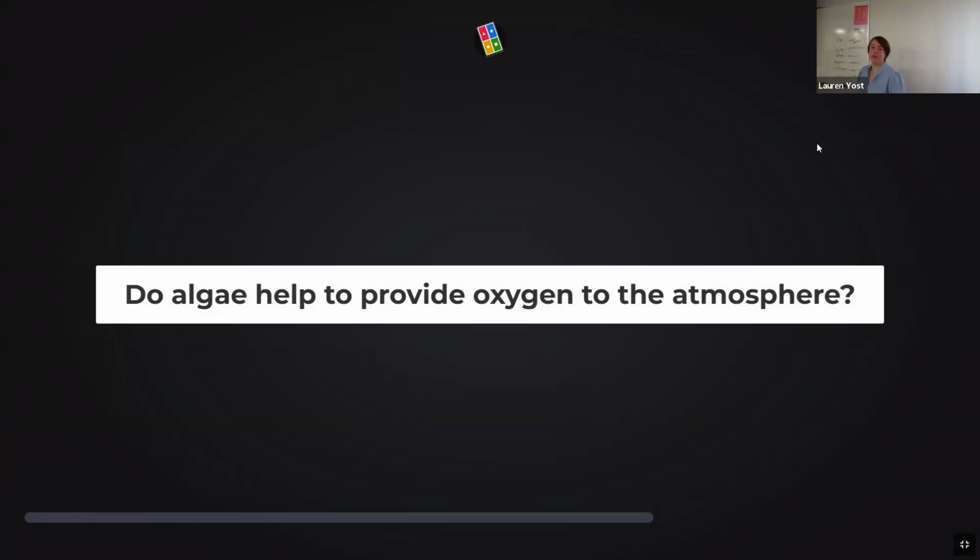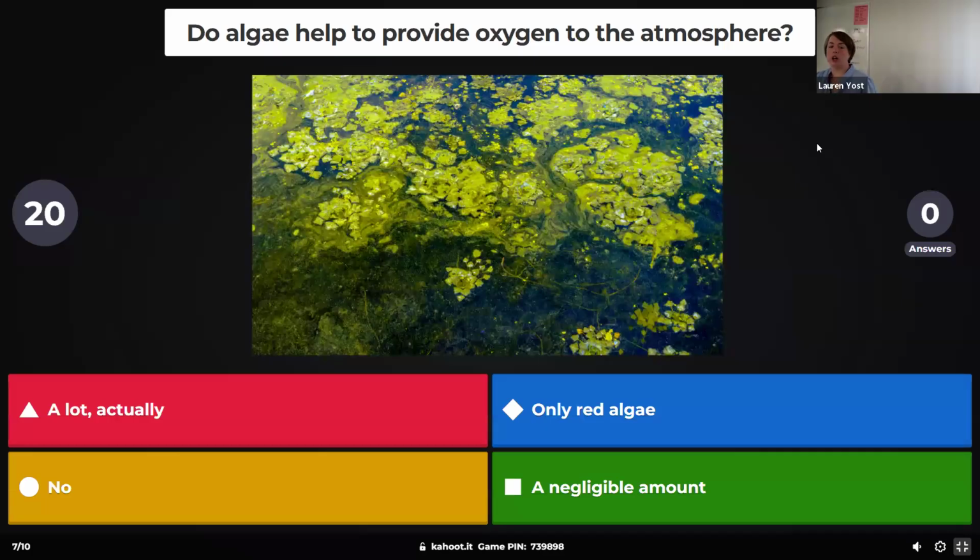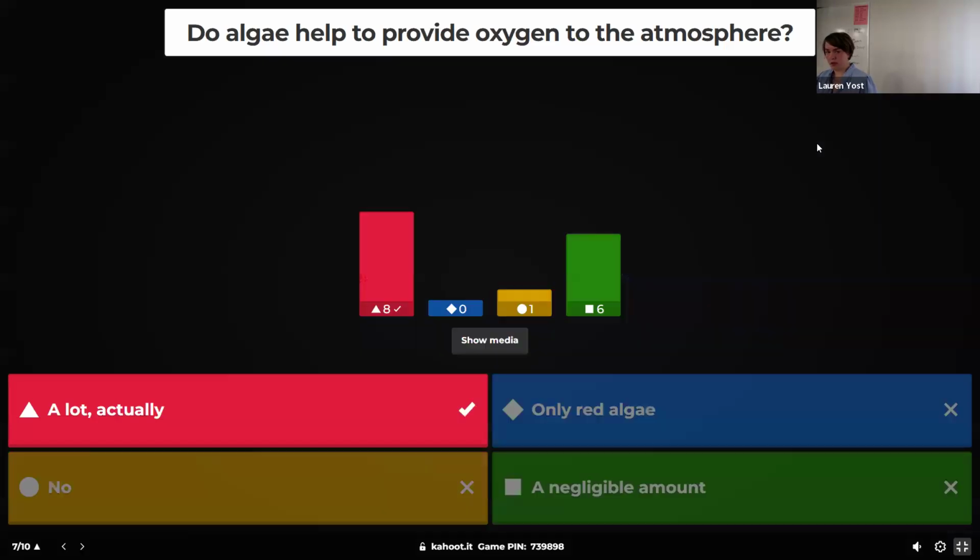Do algae help to provide oxygen to the atmosphere? This is a little bit subjective, but not really if you read the chapter. All right, so this one is a lot, actually. And so some people put a negligible amount. All right, so Amna, this is your question. What are the primary producers of oxygen in our atmosphere today, generally speaking?